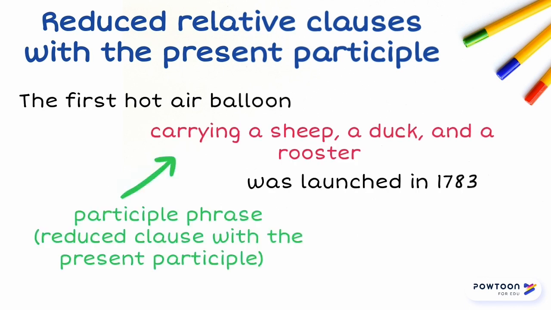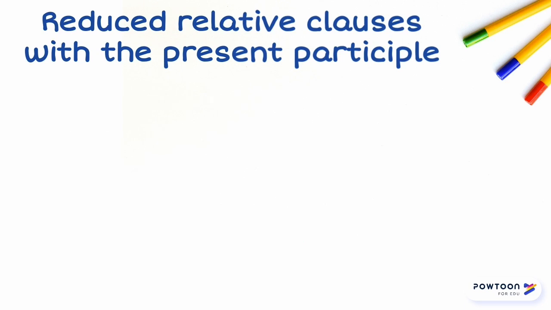The first hot air balloon carrying a sheep, a duck and a rooster was launched in 1783. If we remove the pronoun which and the verb was from the sentence, we will have a participle phrase or reduced relative clause with the same meaning but just shorter. So, the present participle is used in participle phrases or reduced relative clauses, which have the same meaning as usual relative clauses. And these participle phrases can be found in different parts of the sentence.